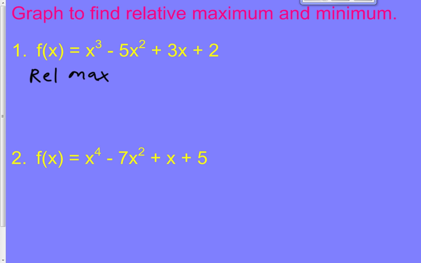So always write these down in ordered pairs. It's an xy ordered pair. That ordered pair is at the x-coordinate of 0.33 and the y-coordinate of 2.48. I only had one relative maximum, so now I'm going to calculate my relative minimum.